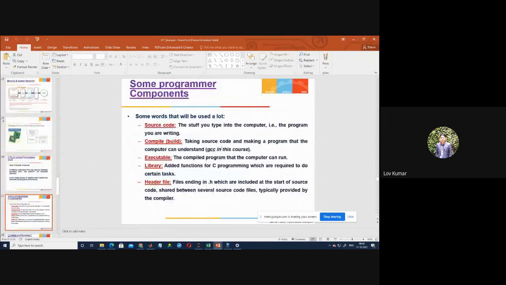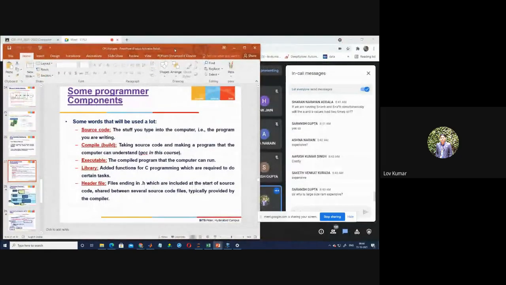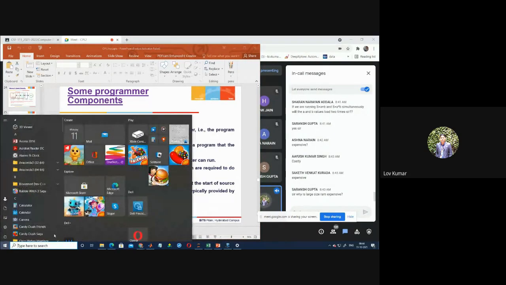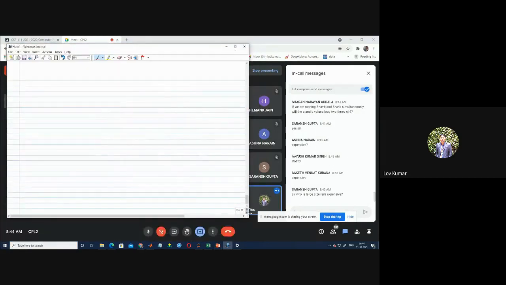Now we are going to the main part of the computer program, how it is working. First, whatever code you are writing is also called the source code. For example, we are writing one simple program here, but before that, we go for one function. You already know the function concept. What do you mean by function?